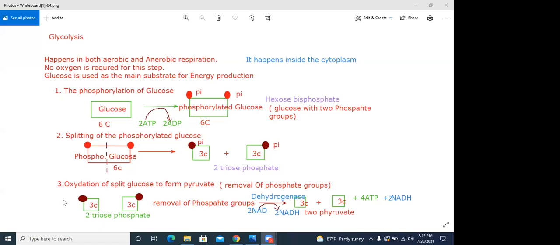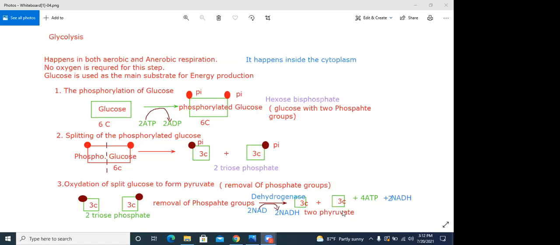And since they are removing hydrogen in this process, when 1 triose phosphate is converted to pyruvate they have to remove hydrogen. Someone should take that hydrogen. It is done by a reducing agent called NAD. So NAD takes that hydrogen to form NADH. Since there are two triose phosphate, two NAD will be used to produce two NADH.